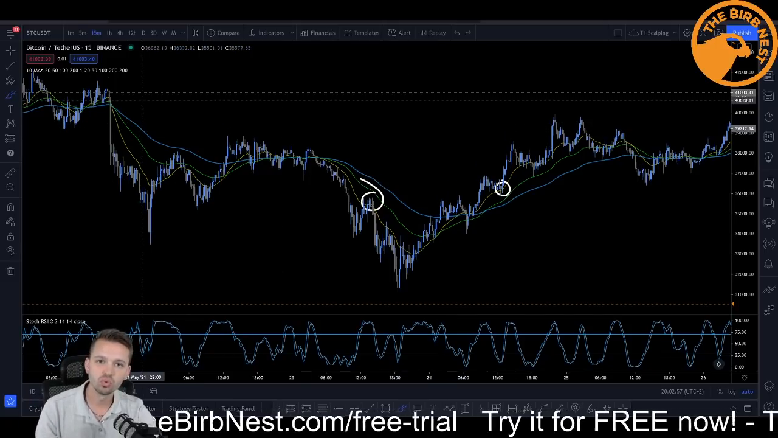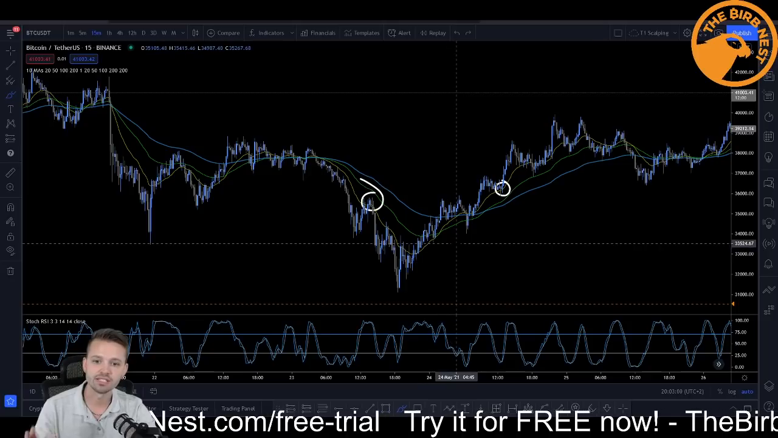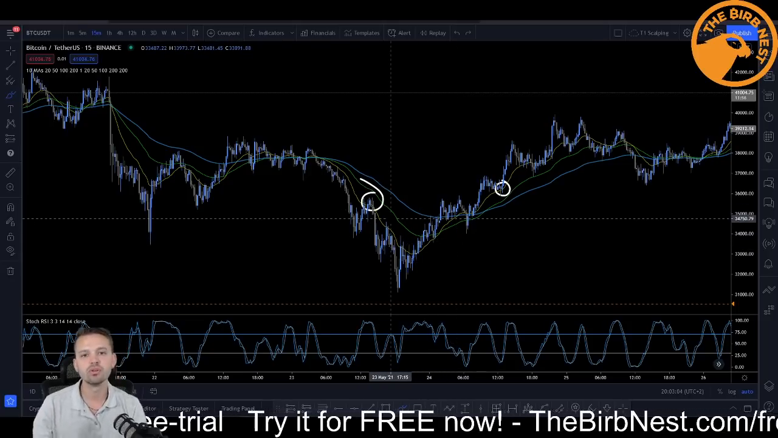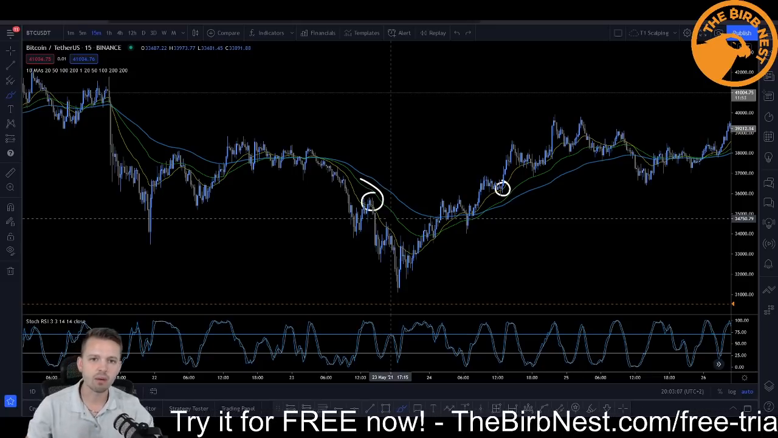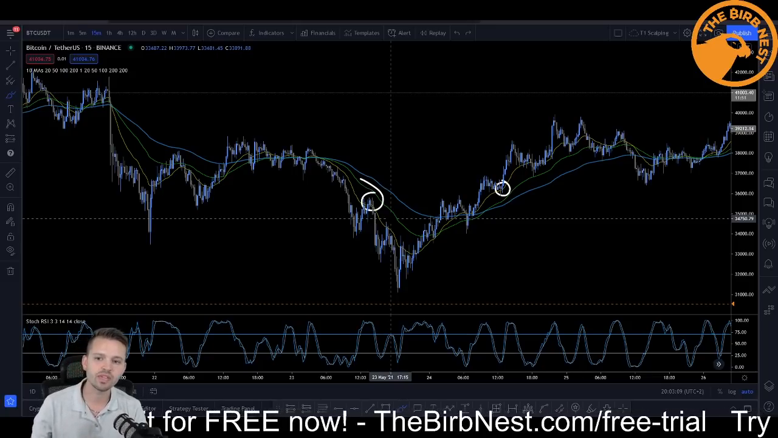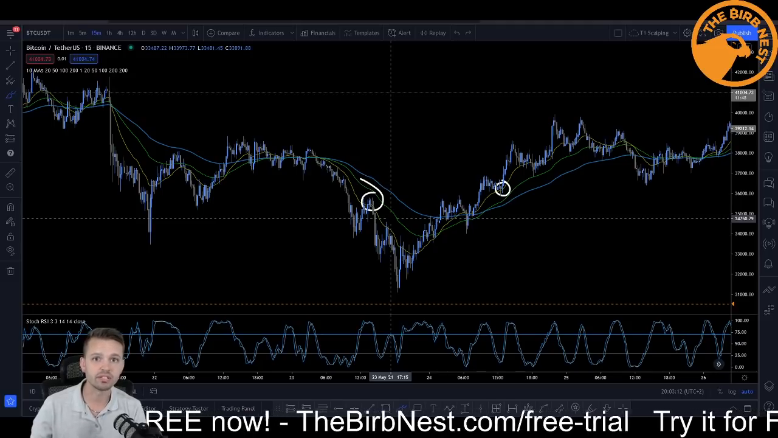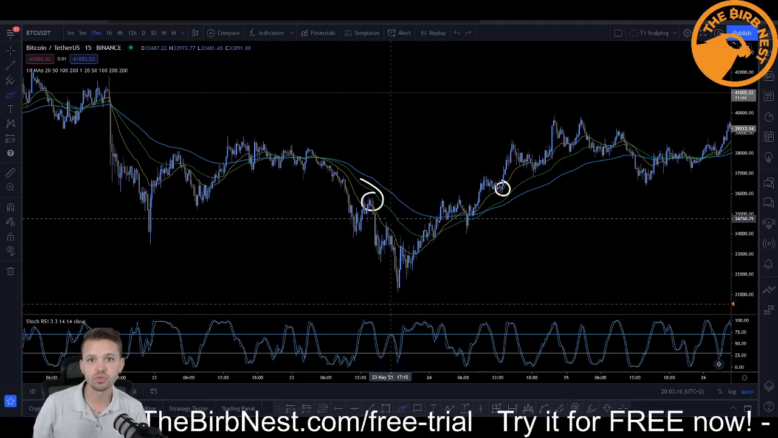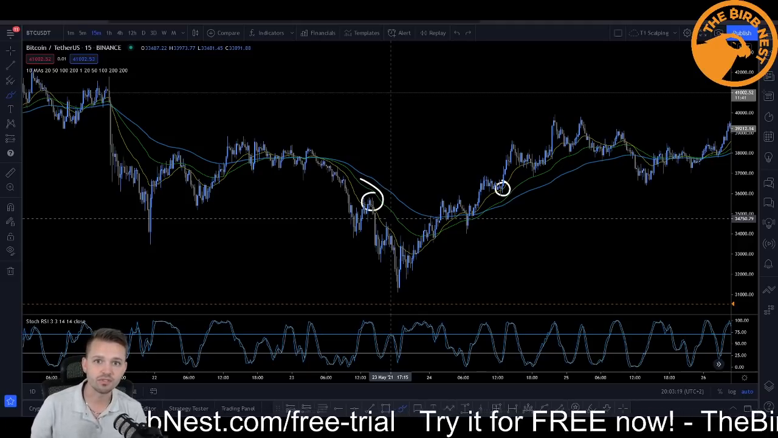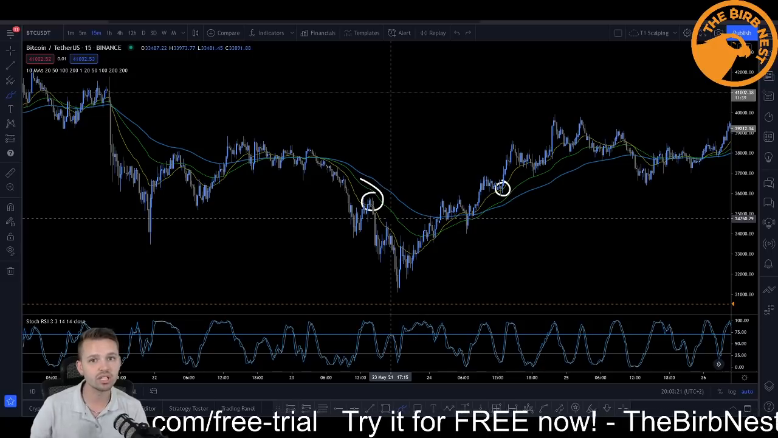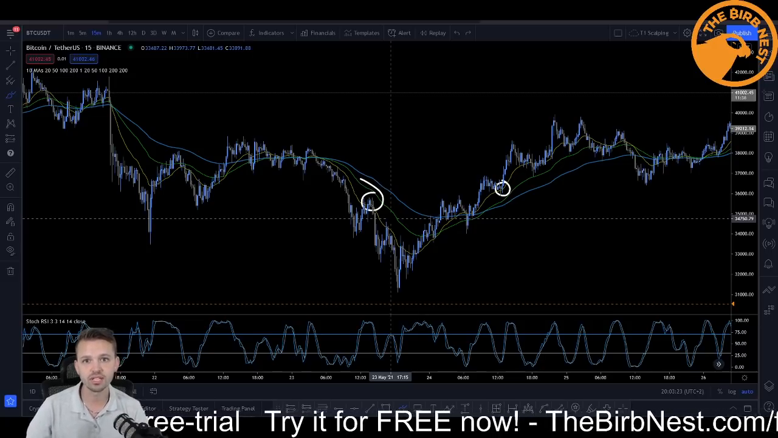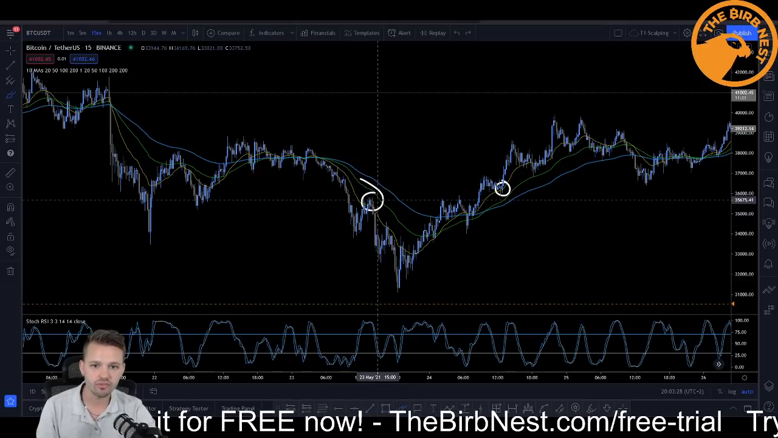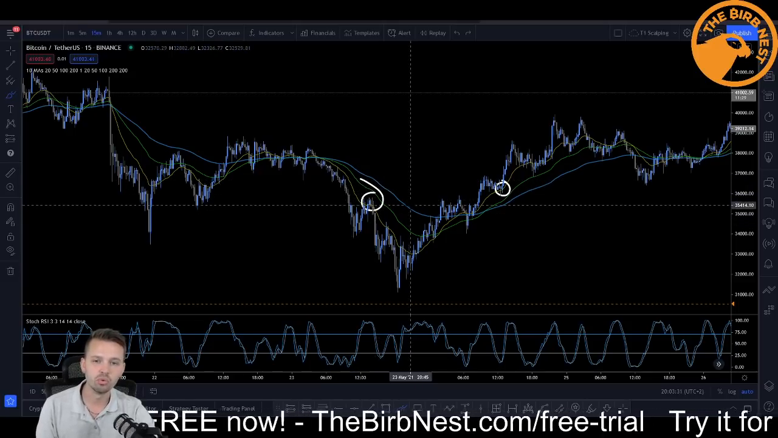The two tools that we are going to be using are 3 EMAs, exponential moving averages. Now you can use different combinations of EMAs, and I do think it's a good idea to experiment and try different combinations out to see what works best for you. Some people like to use the 21, the 55, and the 89. I personally use the 20, the 50, and the 100. So as you can see here, you have the yellow 20, the green 50, and the blue 100.